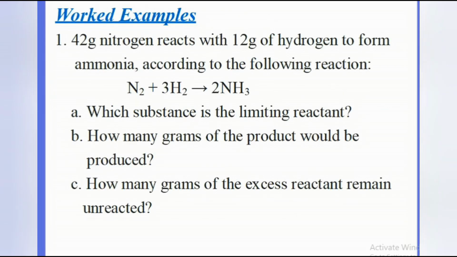Let me bring you back to the question itself. We already found the answers of A and B. The answer of A is nitrogen. Nitrogen is the limiting reactant, and we also identify hydrogen as the excess reactant. And the answer of B is the amount of product produced is 51 grams of ammonia. But we have not solved for C.